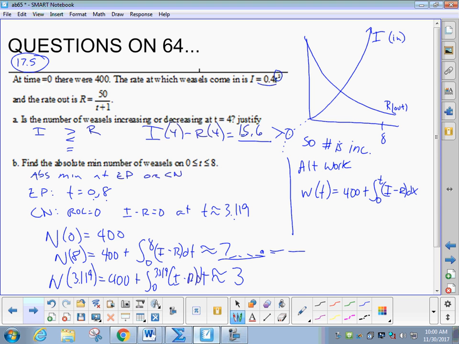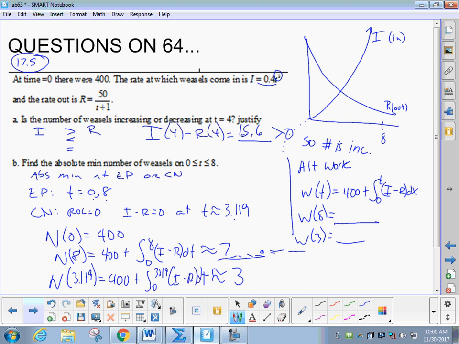I'm really glad you asked that. You do not have to, if you give a general fundamental theorem or integral defined function, and then you just say W at 8 is a number, W at 3 is a number, you're safe. That's cool. Okay, you can do that. And it's a good time saver. All right.